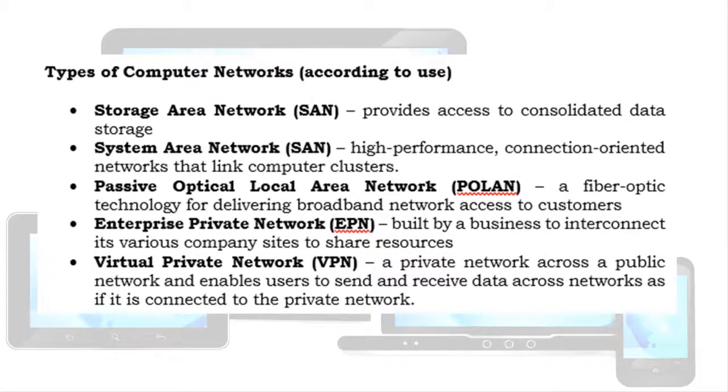Here are the types of computer networks according to use: the storage area network, the system area network, the passive optical local area network, the enterprise private network, and the virtual private network.